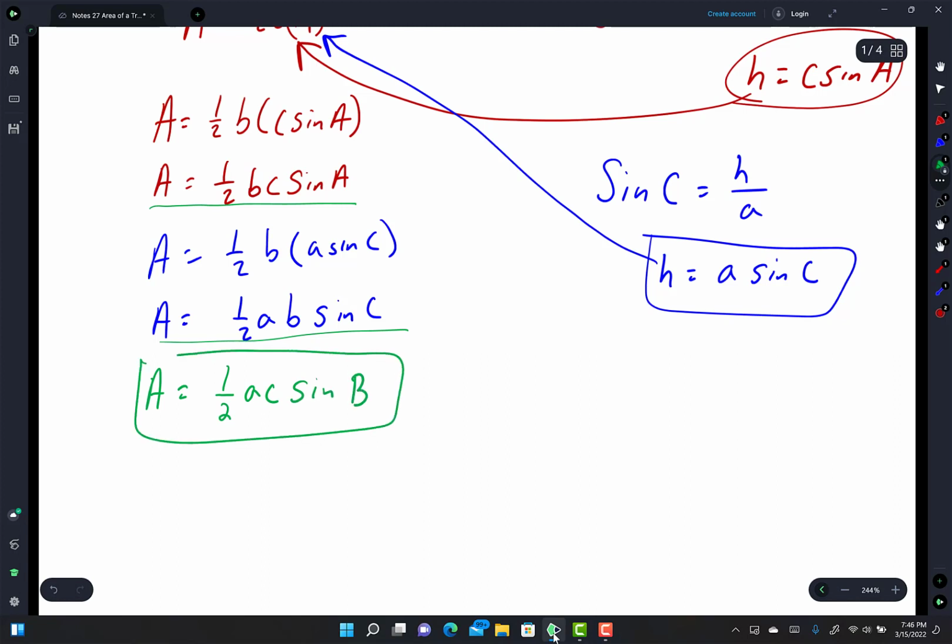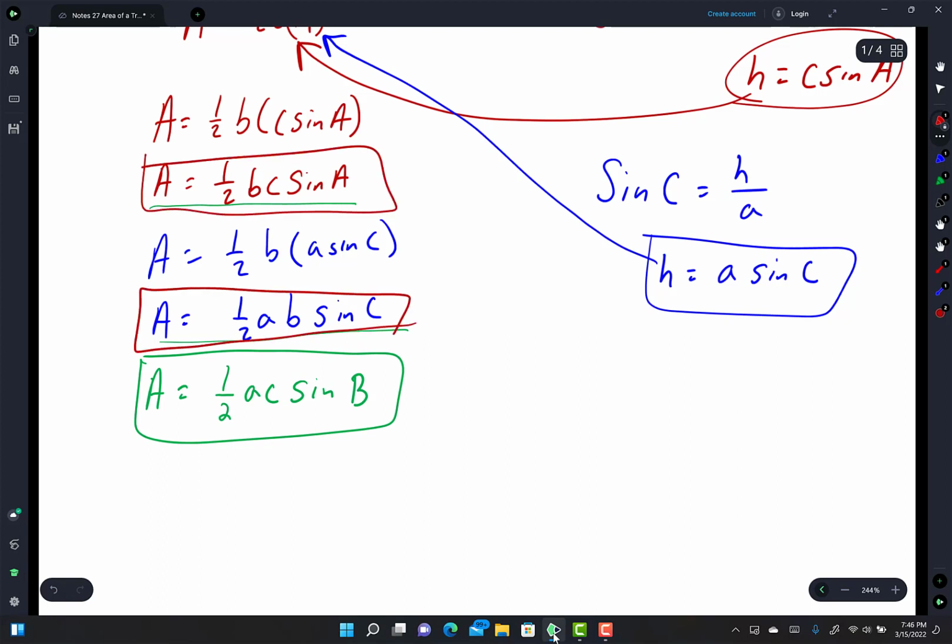So there it is. These are my three: that one, this one, and this one. And all three will work. Yeah, all three will work, guys.